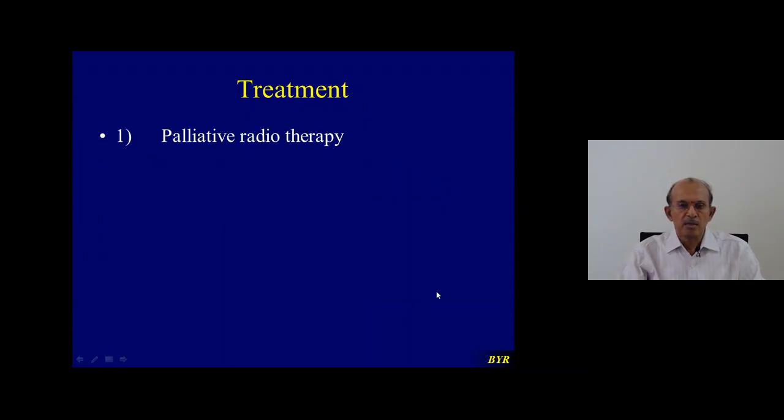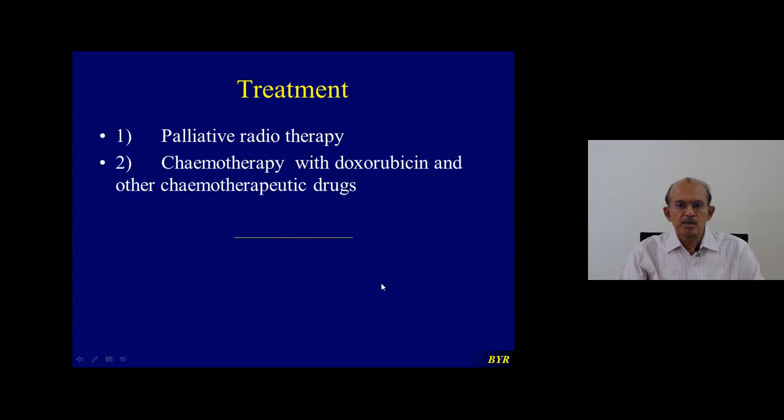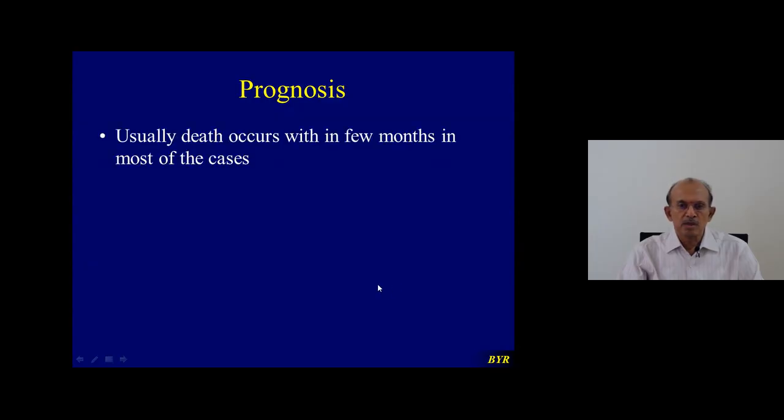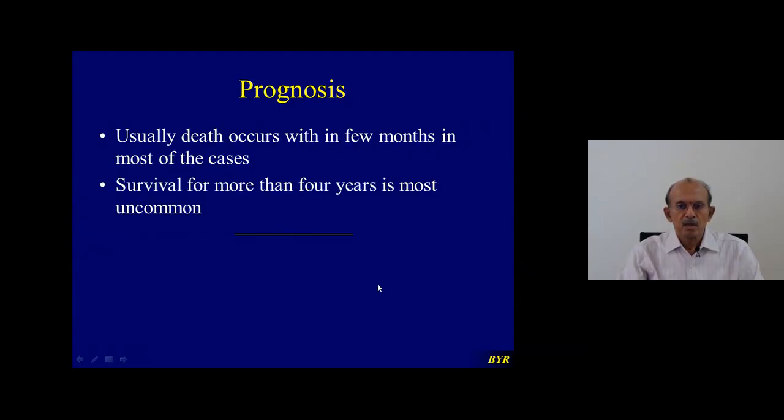Treatment of anaplastic carcinoma: palliative radiotherapy, chemotherapy with doxorubicin and other chemotherapeutic drugs. The treatment is difficult because the course is very rapid. Surgical treatment is not possible in the majority of cases because the tumor has infiltrated many of the organs. Prognosis: usually death occurs within a few months in most cases. Survival for more than 4 years is most uncommon.